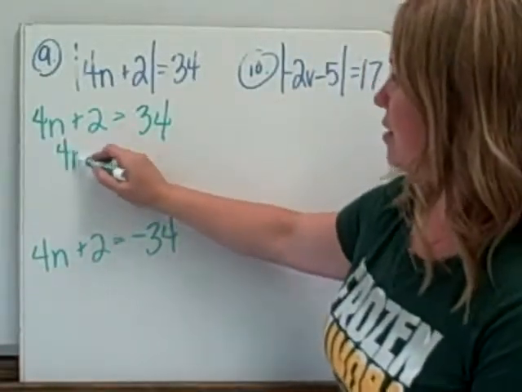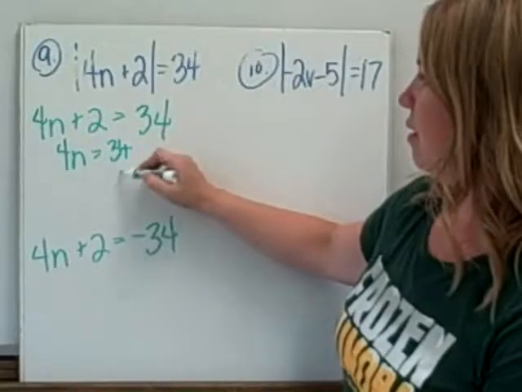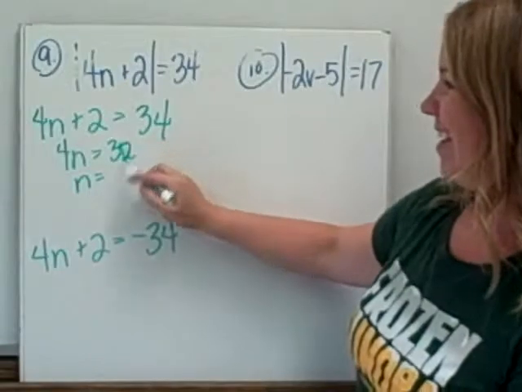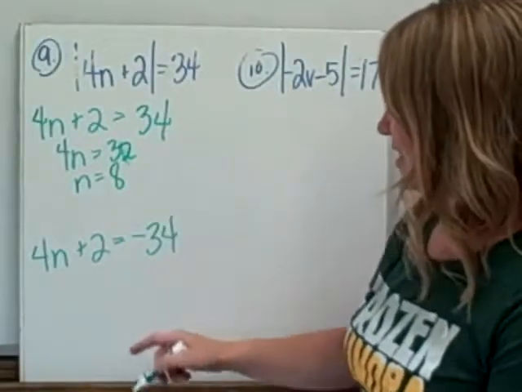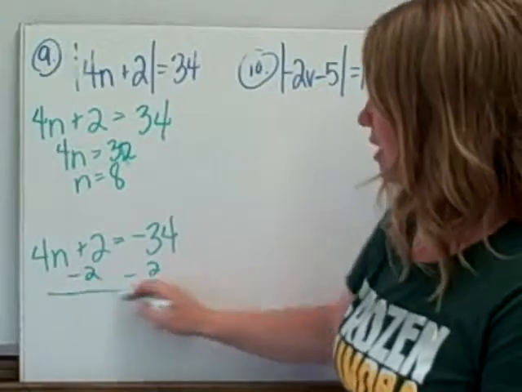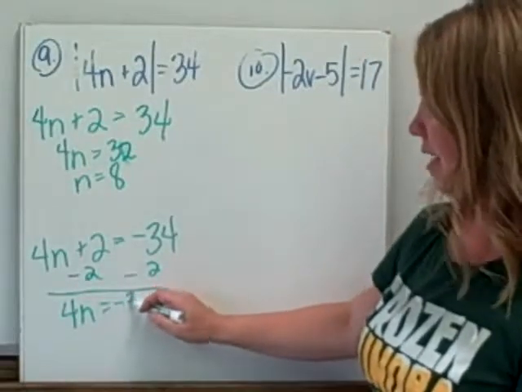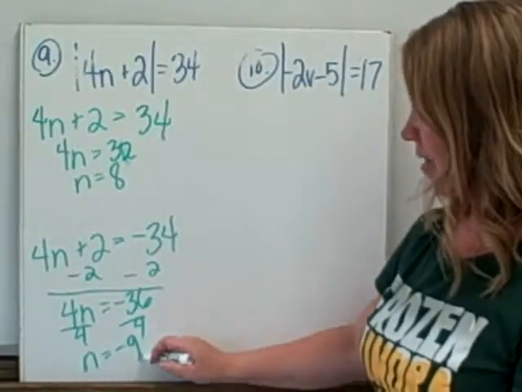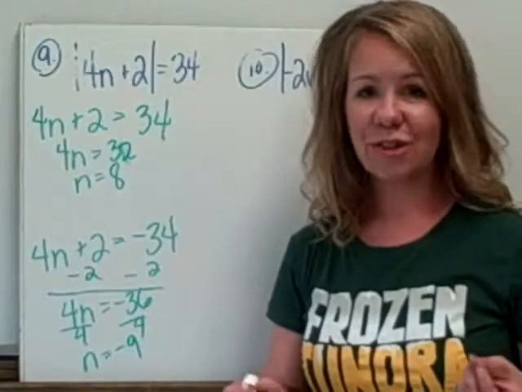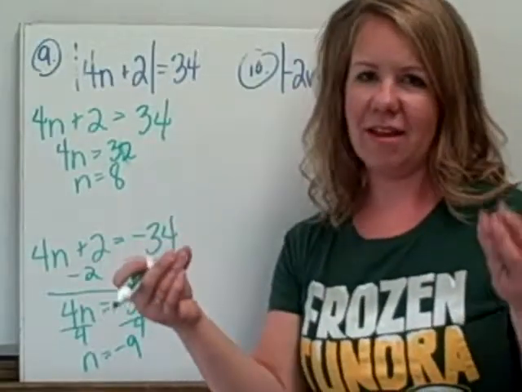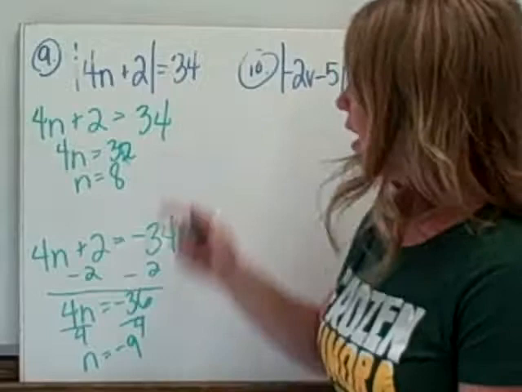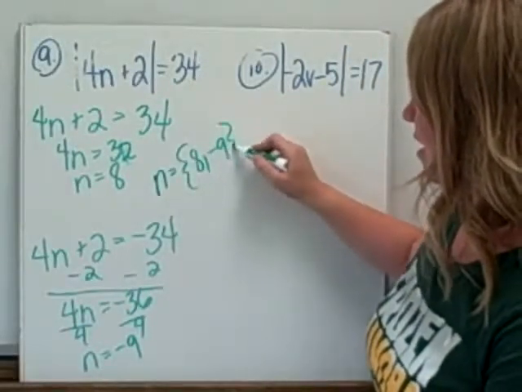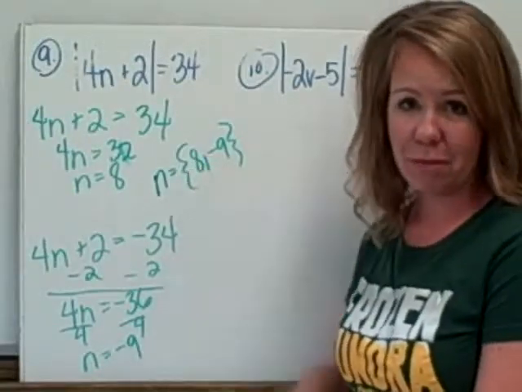As I solve this, n equals, how about I do that correctly? N equals 8. As I solve this one, subtract 2 on each side. 4n equals -36. Officially, I'm dividing by 4 here. N equals -9. So notice that your solution isn't always like the positive and the negative version of the same number. In this solution here, n equals 8 and -9. They can be different numbers.